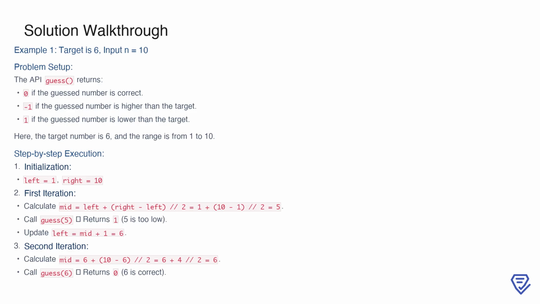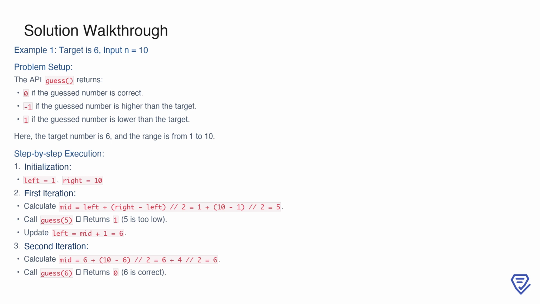To solve the problem, we use a binary search approach to efficiently narrow down the possible range of the target number. In the first example, the target is 6, and the input range is from 1 to 10. We start by initializing two pointers, left at 1 and right at 10. The first step is to calculate the middle point using the formula mid = left + (right - left) // 2. This ensures we avoid overflow in case of large numbers. For the first iteration, mid is calculated as 5.